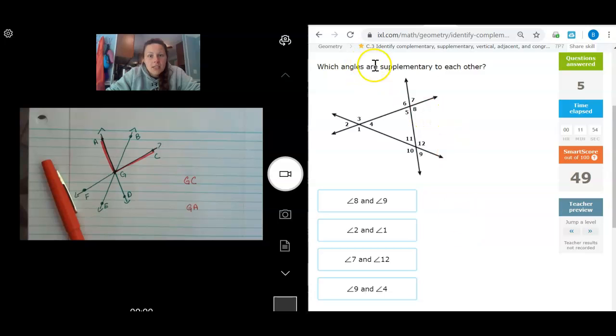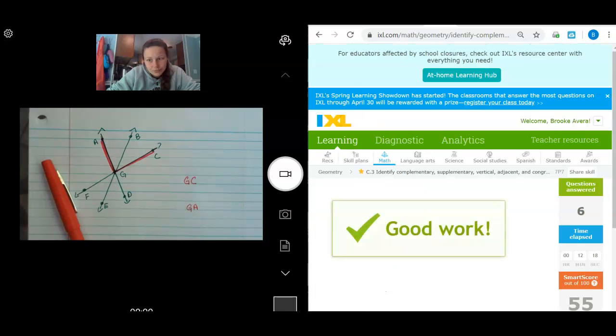Same type of thing. Supplementary means that they are going to make a line or add to 180 degrees. So we're looking for something like 7 and 8 that make a linear pair. So we're looking at 8 and 9. 8 and 9 are not next to each other. 1 and 2 do make a line. 1 and 2 would be supplementary angles. So that would be our correct answer.